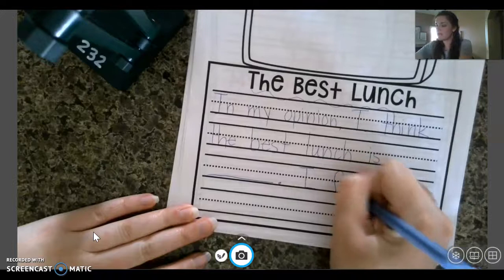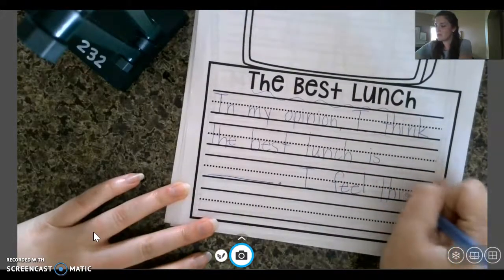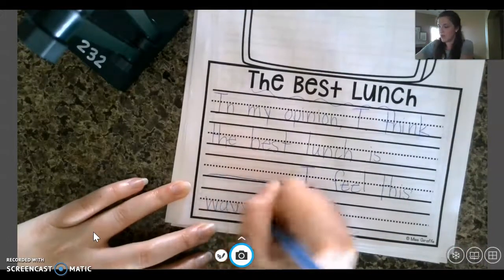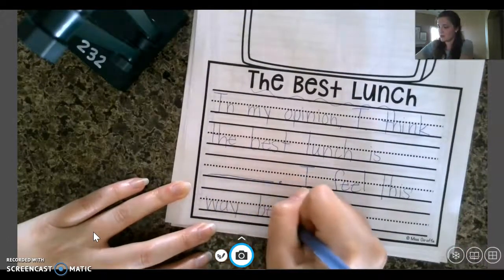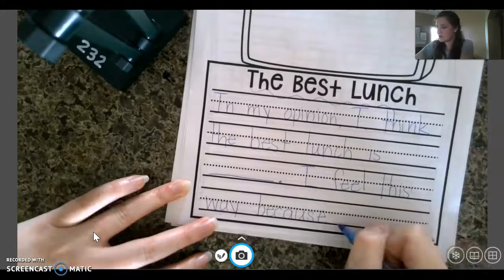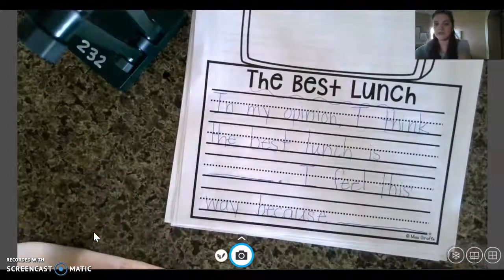I feel this way because blank. Okay, and if you need more space, you can go on to the back. I feel this way because blank.